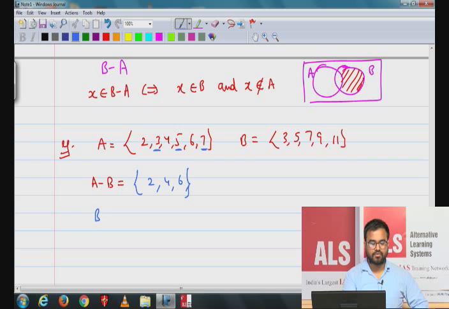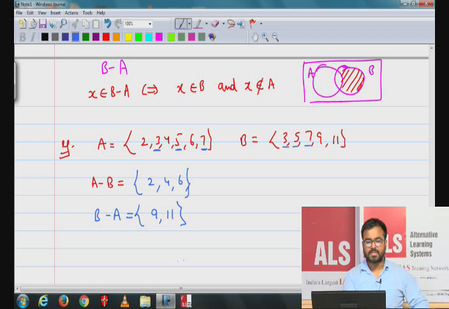If I have to do B minus A, then B minus A means from the set B, I have to eliminate those elements which are the part of A. So 3 is present, 5 is present, 7 is present. So we have to eliminate these 3, 5 and 7. So we are left only with 9 and 11. So this is the meaning of B minus A and A minus B.